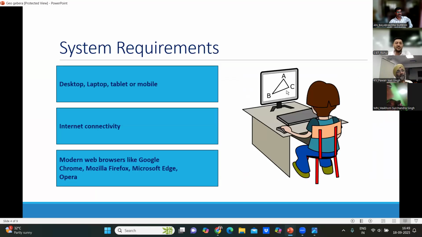Widely used in classroom and self-learning. The system requirements for GeoGebra: desktop, laptop, tablet, or mobile, internet connectivity, and a modern web browser like Google Chrome, Mozilla Firefox, Microsoft Edge, or Opera. So what is GeoGebra? It is free software made for exploring mathematics and geometry. It helps to see and understand graphs, shapes, and different math concepts. You can use it both online and offline, and it is very popular in classrooms and self-learning.